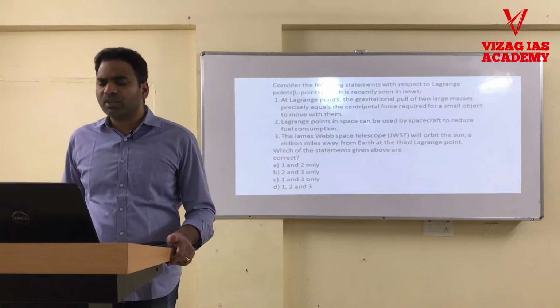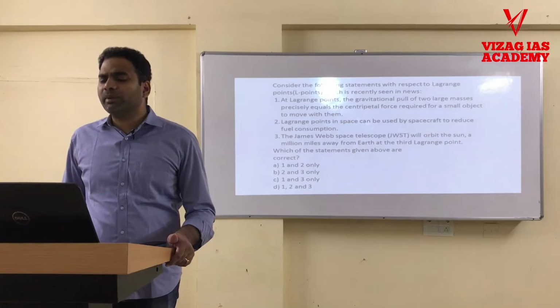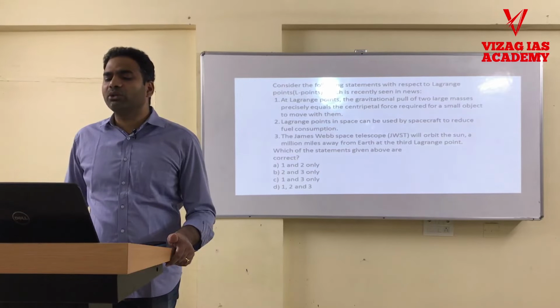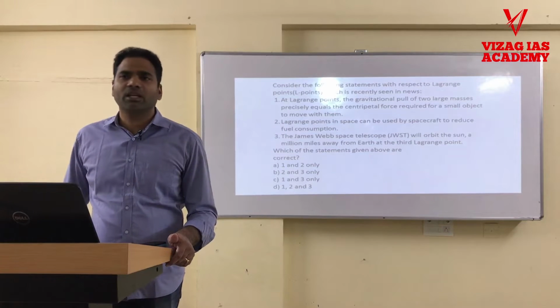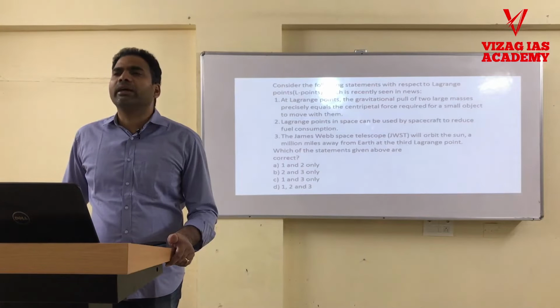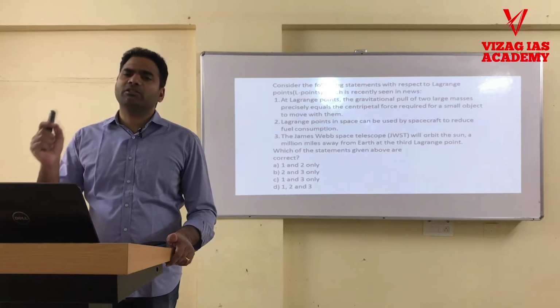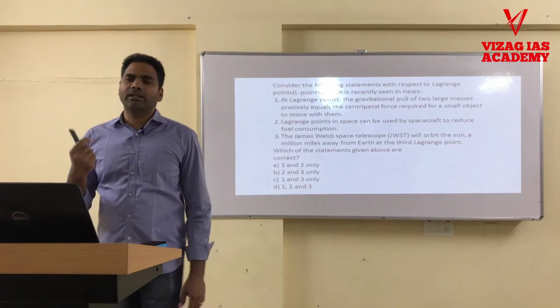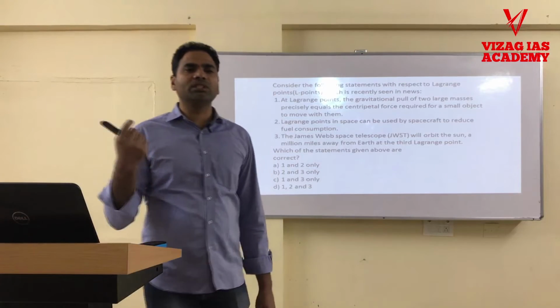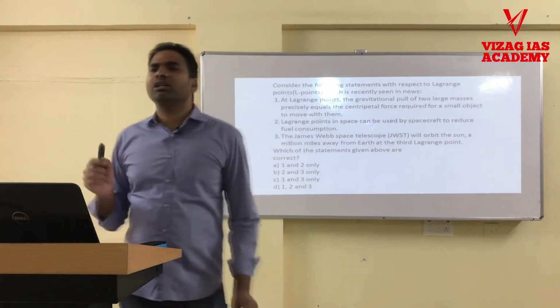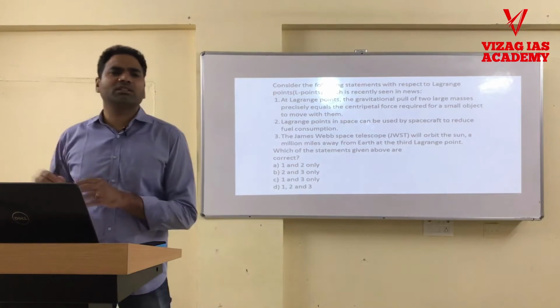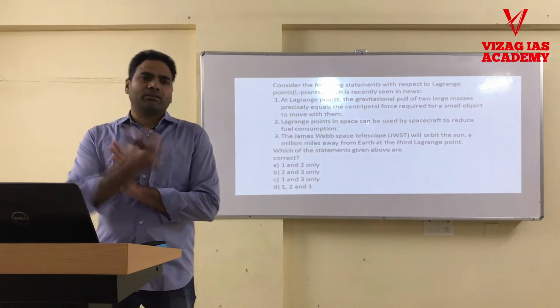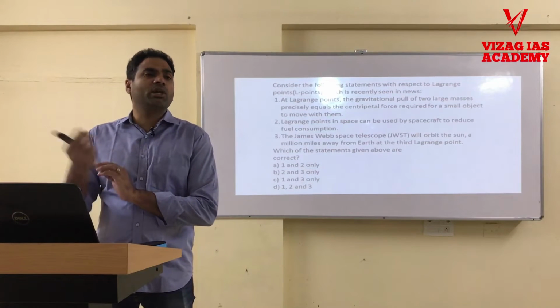Okay. Next, Lagrange points in space can be used by spacecraft to reduce fuel consumption. Yes, see, any spacecraft in any orbit gets de-energized over time. It loses its orbit. So you have to constantly use the thrusters, onboard thrusters, and correct the path so that it's always in orbit, especially in low Earth orbits.